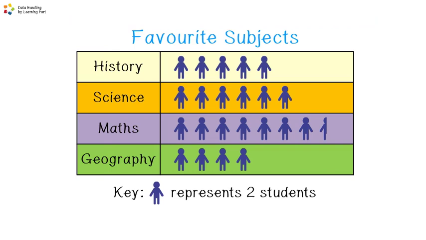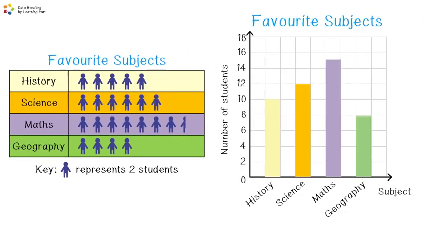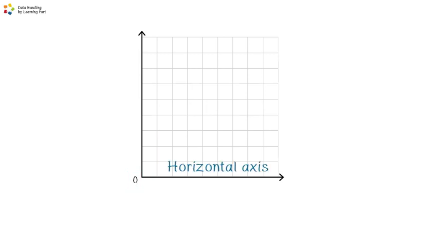Besides making a pictograph to represent the collected data, we can also make a bar chart. On a graph, first draw 2 lines that are perpendicular to each other, intersecting at 0. Along the horizontal axis, choose the uniform width of bars and uniform gap between the bars.